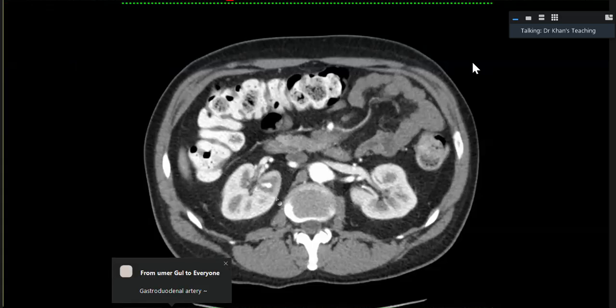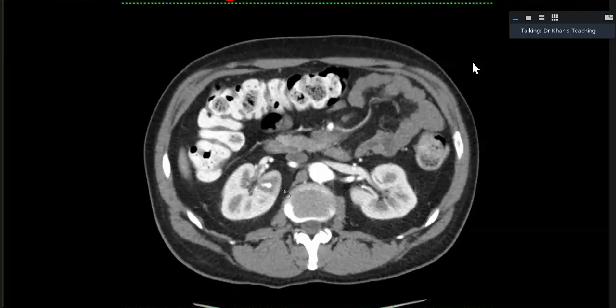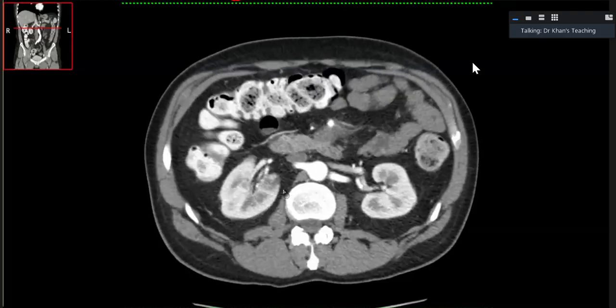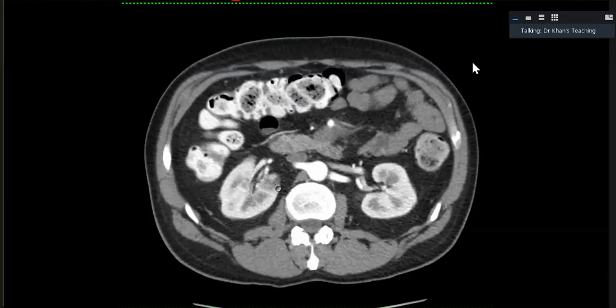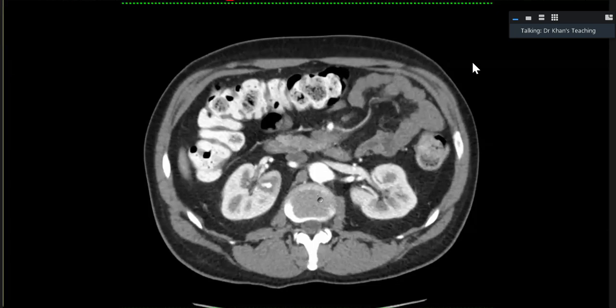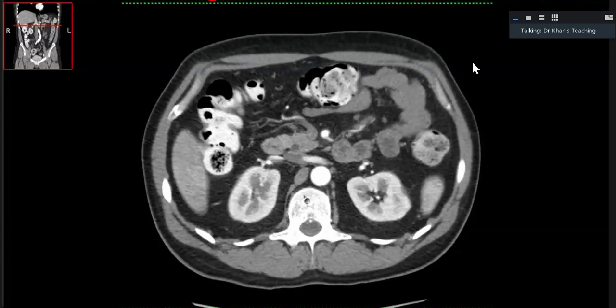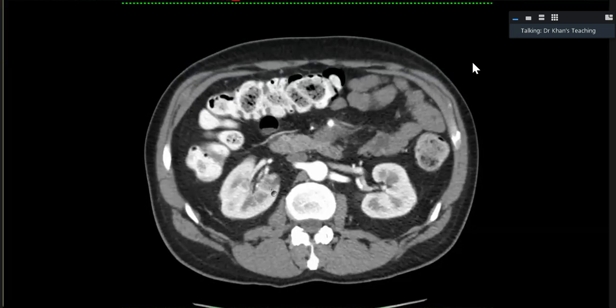Now, if you see carefully, look at this cortex versus this cortex, and this cortex is enhancing less. So you have to point that out, that this is an acute infarction developing, and maybe there is a bit of already a defect there, so it must be acute over chronic type of infarction there.